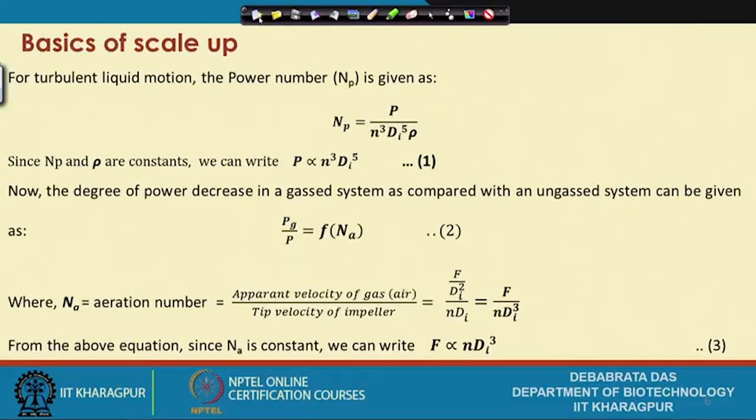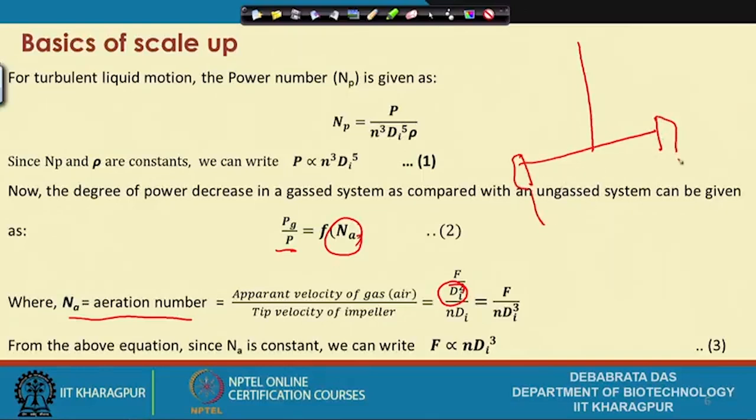Now, I was talking about the gassed system and the ungassed system. This ratio is proportional to the aeration number. Now, what is the aeration number? The aeration number is the apparent velocity of the gas per unit surface area. The surface area is proportional to Di squared, and divided by the tip velocity of the impeller. How can you determine the tip velocity of the impeller?